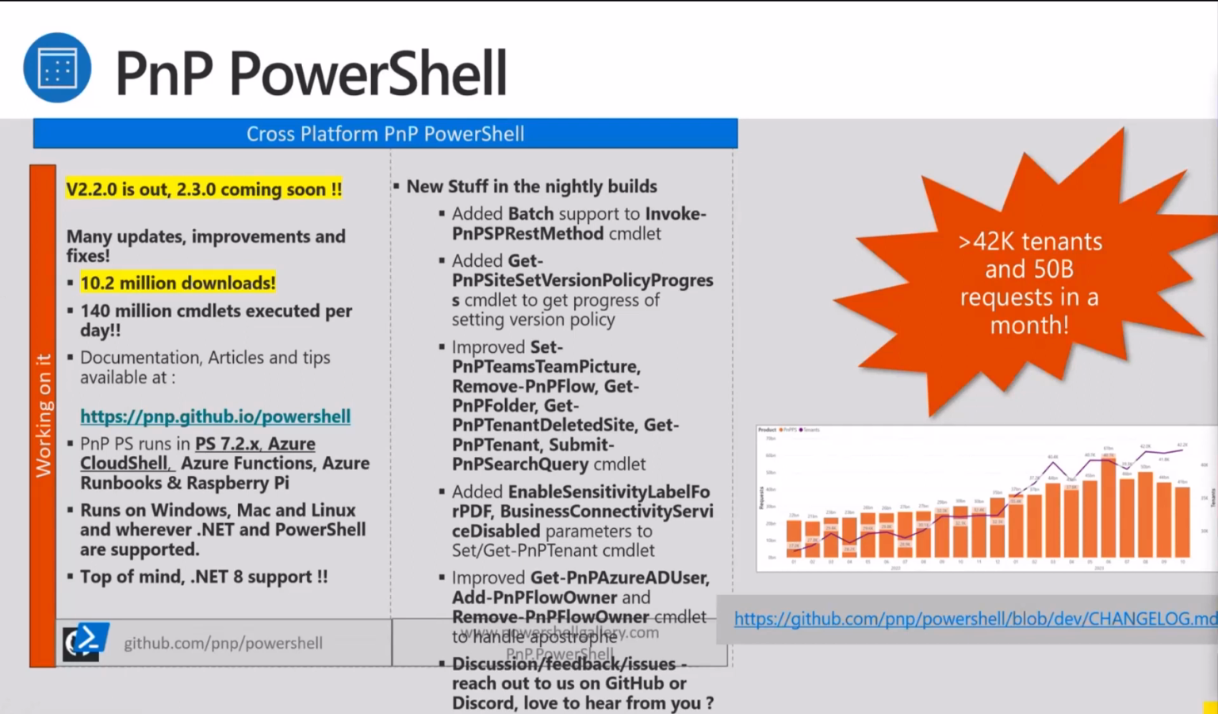We also added the Get-PnPSiteSetVersionPolicyProgress command to retrieve the progress of site version policy setting. Also, quite a few commands got improved, like the PnP Teams picture, PnP Flow and the Get-PnPFolder commands as well. We also added a retry mechanism to the Submit-PnPSearchQuery as well, so it will make your job a lot easier. Also, quite a few parameters were added to the PnP tenant commands so that you could now enable sensitivity labeling for the PDF files as well. Besides that, we improved the PnP Azure AD user, flow owner, and the removal of the flow owner commands to handle the apostrophe as well.